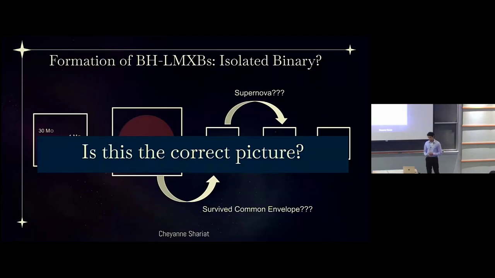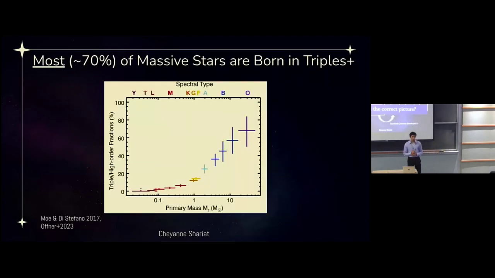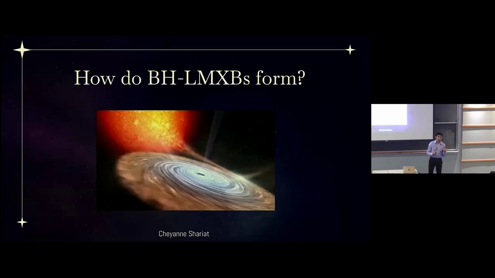We've seen this plot before, but this is the triple fraction as a function of primary mass. And as Smadar said before, the natural place to start for these O-type stars, which are your black hole progenitors, is with a triple star system. Now, whether you stay as a triple forever is unclear, but let's at least start there. So let's re-ask the question of how do BH-LMXBs form, but this time start with a natural approach, which is by considering a third star there.